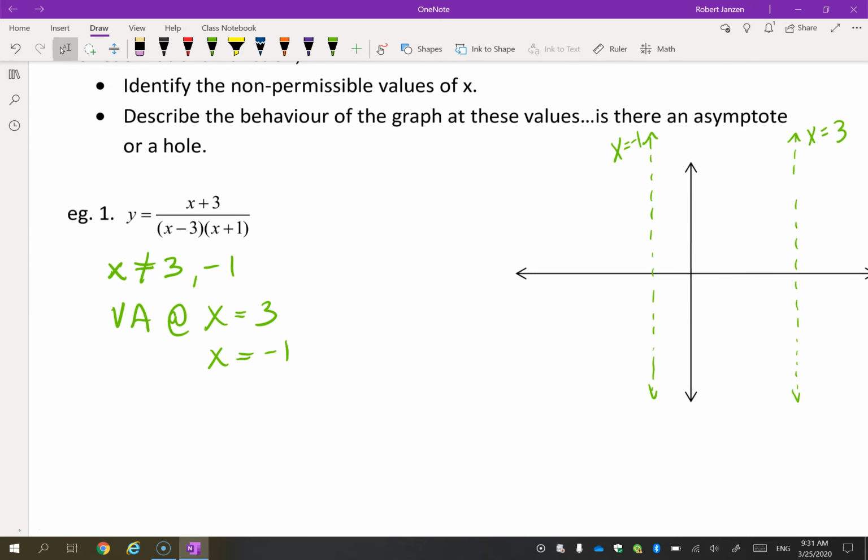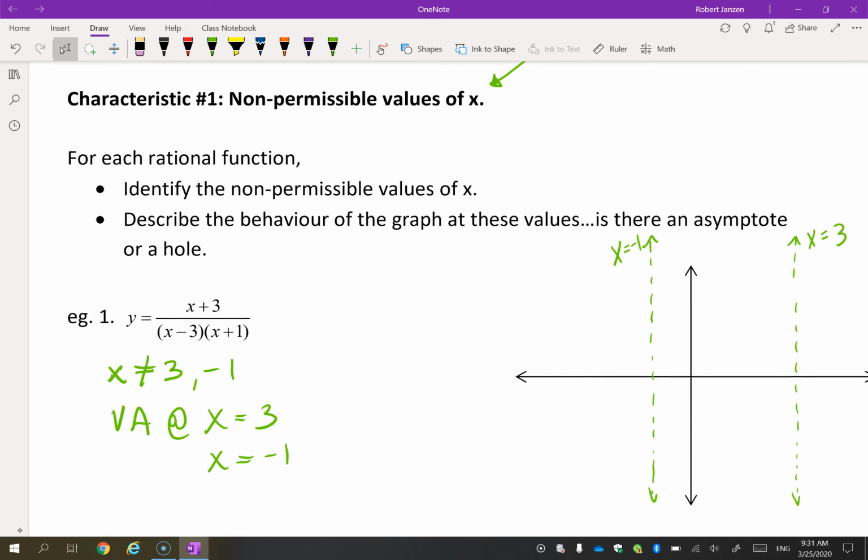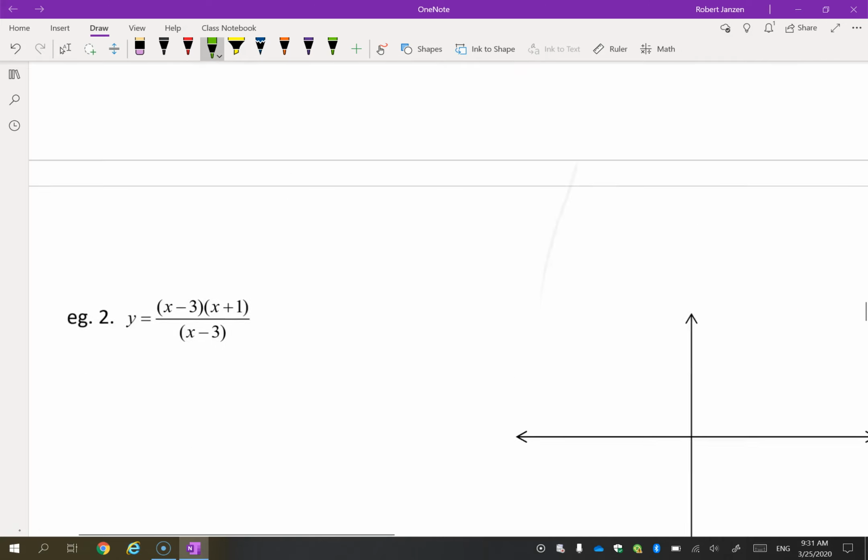Okay, so that would be the first thing that you would do when you look at something like this. All right, and we're only looking at characteristic number 1. What would be the non-permissible values? Let's try the next one.